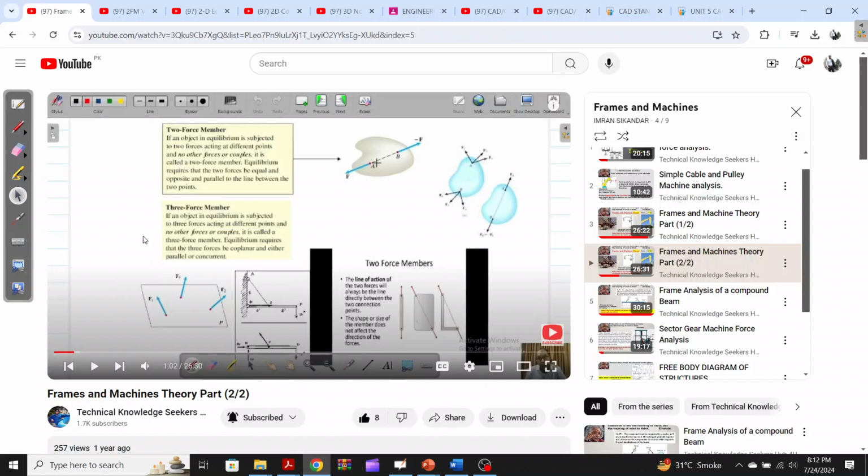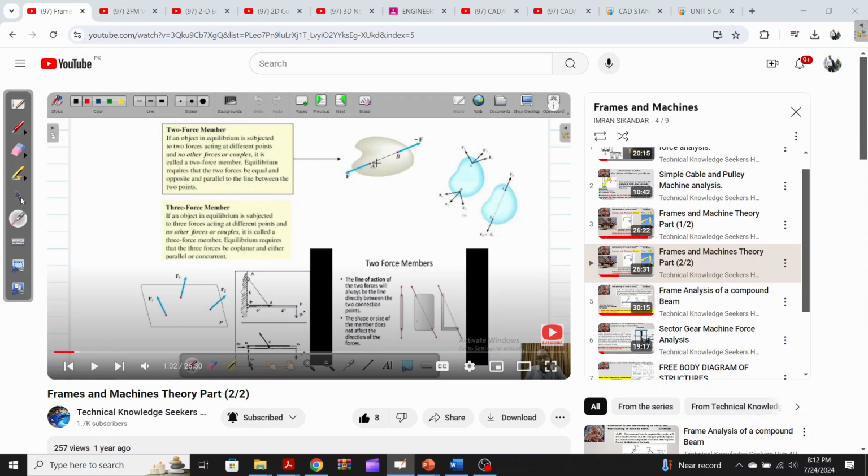If you look at it here, it is in my video Frames and Machines Theory, part 2 of 2. I have been explaining what two force members are, and they are giving you an example over here. Here is a complete definition for a three force member, and how a three force member could be developed with these steps. These are the free body diagrams for a three force member, and the definitions are here. This is a two force member. So you can just watch this complete video.